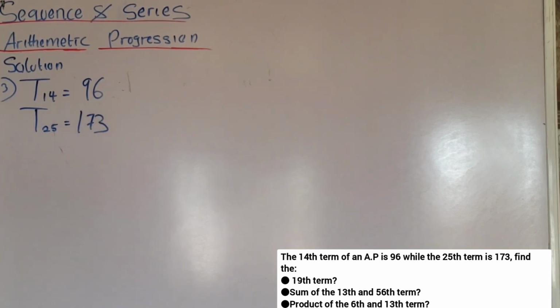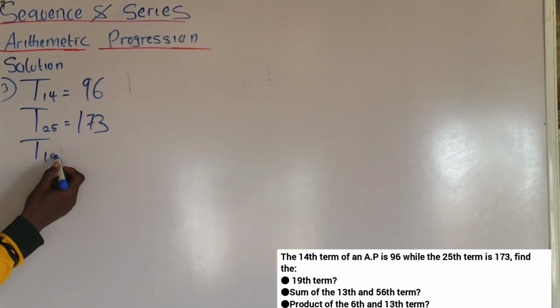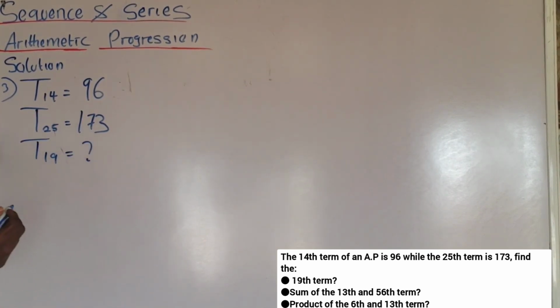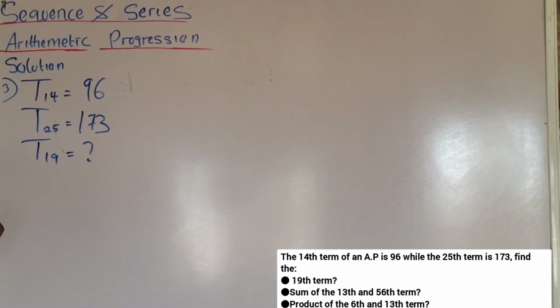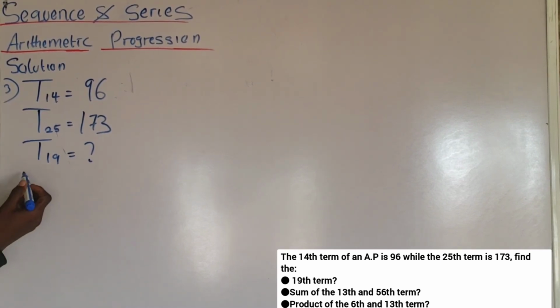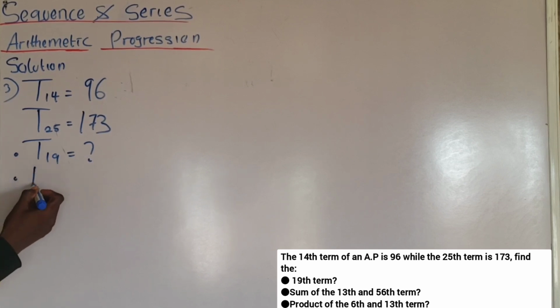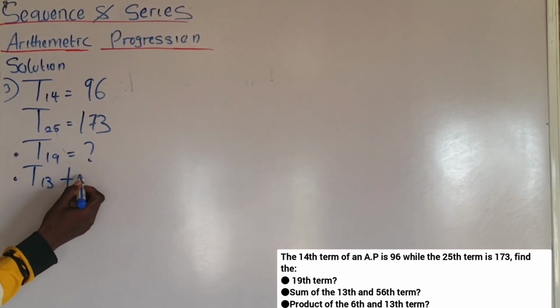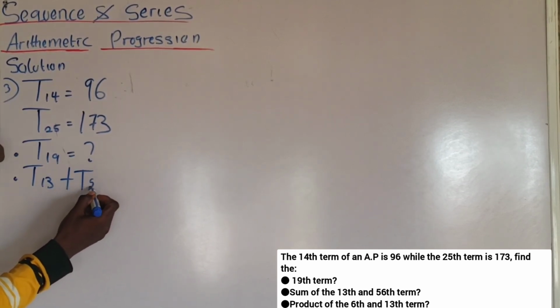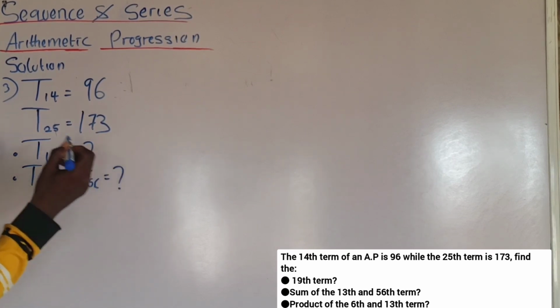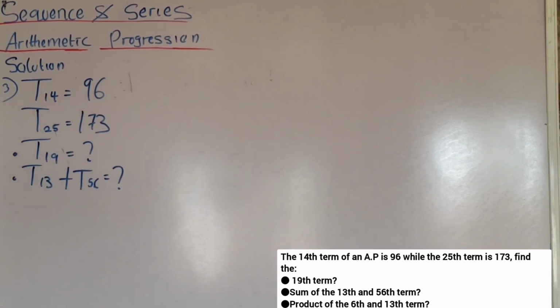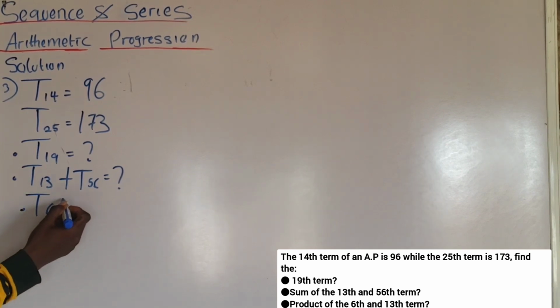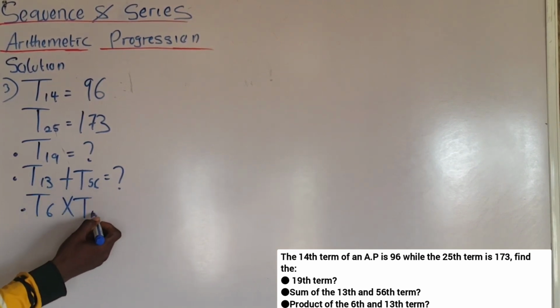We are asked to find the 19th term. We are also asked to find the sum of the 13th term and the 56th term. Now the third question, the product of the 6th term and the 13th term.